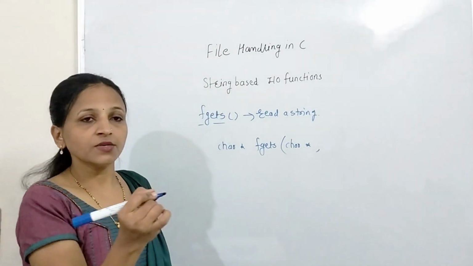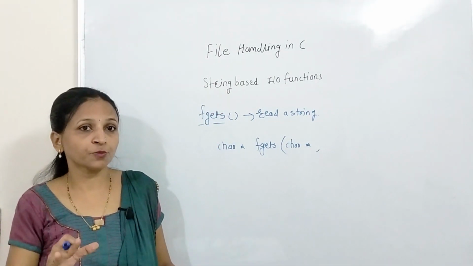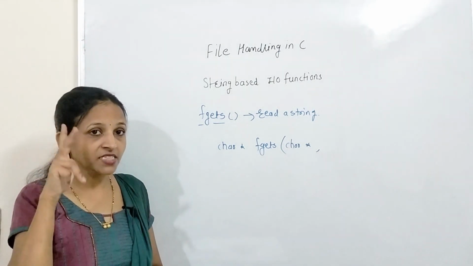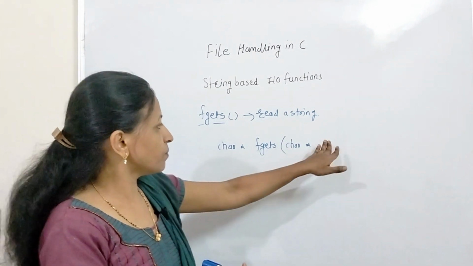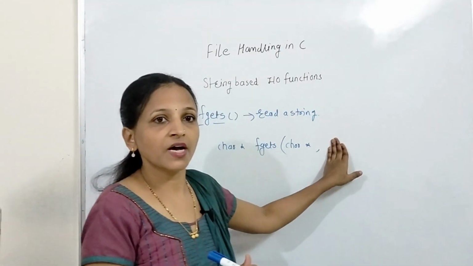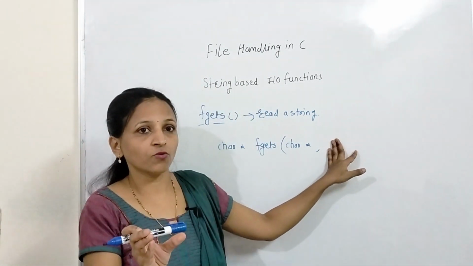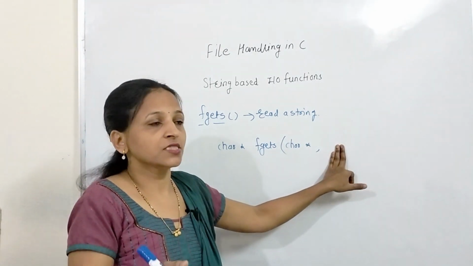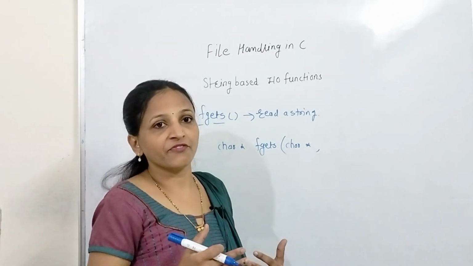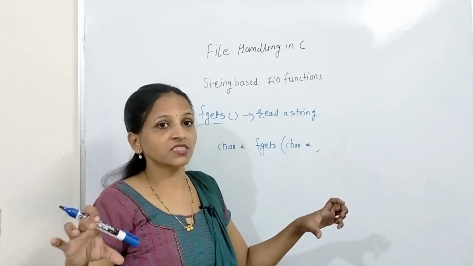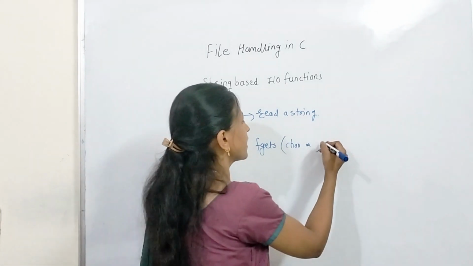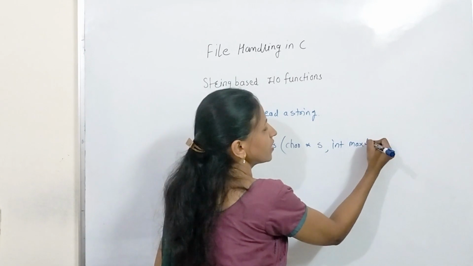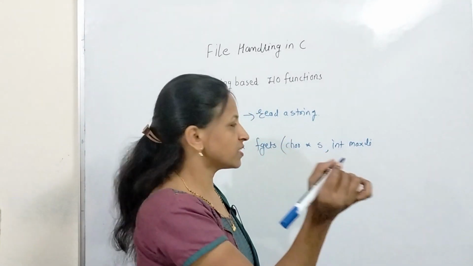The second argument is the maximum limit: how many characters may be there inside that string. Consider that max length, and that many characters you have to pass here. What is the maximum number of characters you want to read from that file in one string? That max limit is the second argument, which is nothing but an integer, the max number of characters.